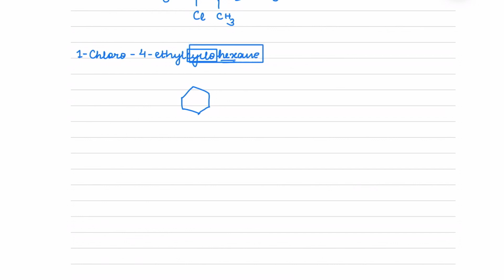Since no ene or yne has been written, I am not drawing any double or triple bonds. In the fourth position, an ethyl group is attached. If I mark this carbon as 1, this becomes 2, 3, 4, 5, 6. I'll attach the C2H5 ethyl group here, and in the first carbon I will attach chloro. So this is the structure of 1-chloro-4-ethylcyclohexane.